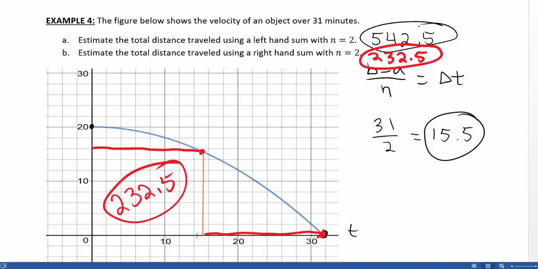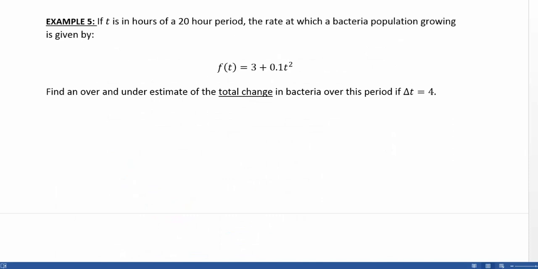But now if we have a function and we have an n, we know how to draw in our rectangles so that we can estimate areas. Let's look at another example. Example 5. If t is in hours of a 20-hour period, the rate at which bacteria population is growing is given by f of t equals 3 plus 0.1 t squared. Find an over and under estimate of the total change in bacteria over this period if delta t equals 4.